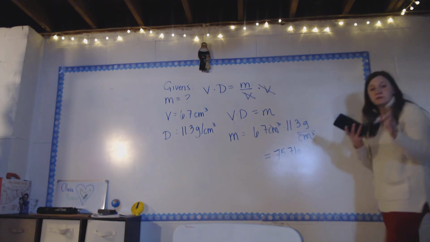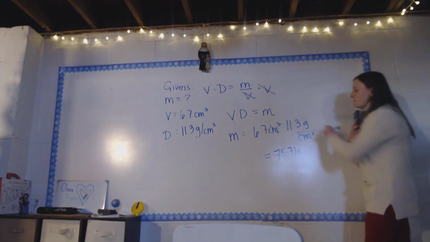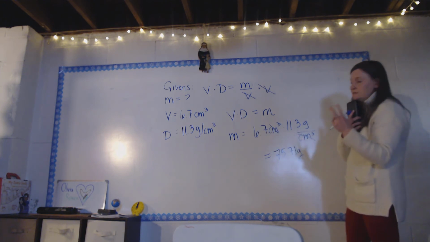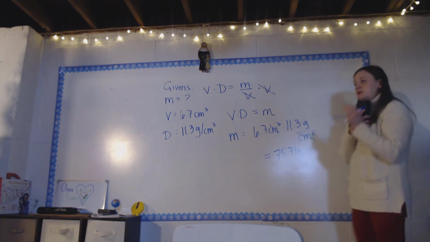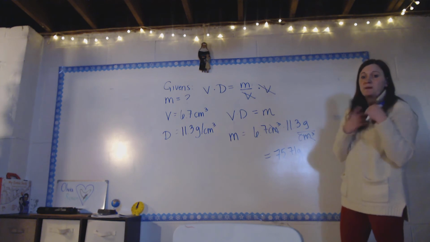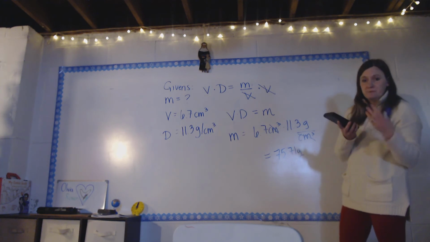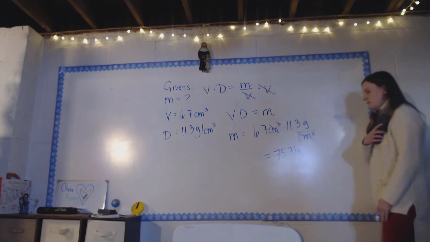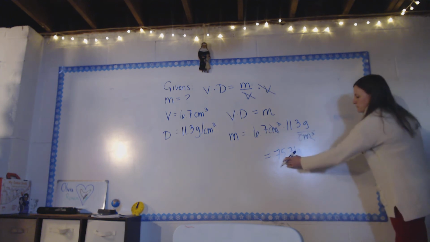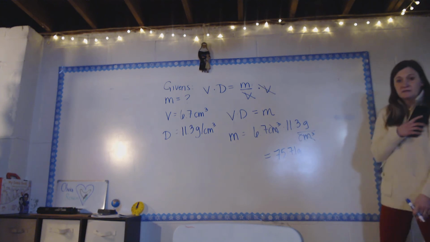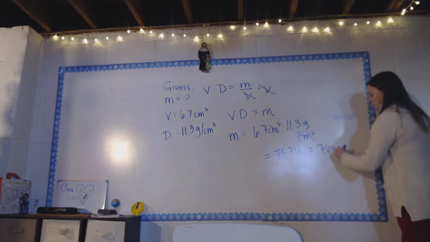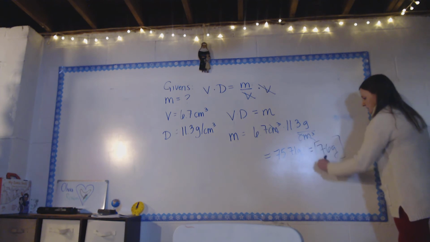Now, let's watch those sig figs. Okay, so I'm multiplying. I have 6.7, which has 2 sig figs, and I have 11.3, which has 3 sig figs. So my answer has to have the same number as the smallest. So 2 significant figures can be in my answer. So 75.71, I want to round that to 2 sig figs. And so that's going to round to 76 grams.